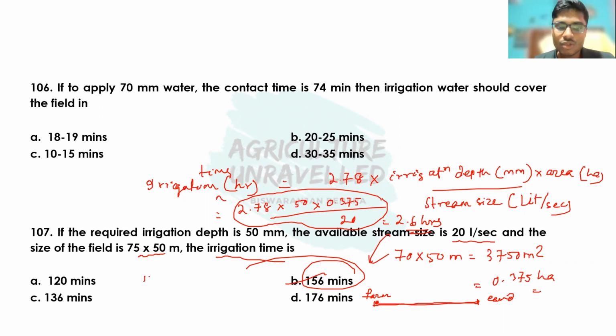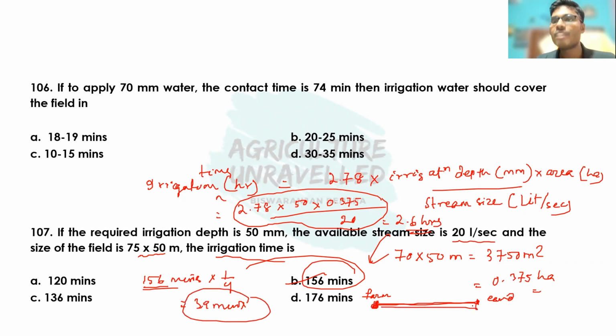And here if the total irrigation time is 156 minutes, then the quarter rule says that that is 1/4 of 156 minutes, that is 39 minutes. So 39 minutes time is required for water to move from the farm channel to the end of the furrow, to have a uniform water distribution throughout the field. Okay, so this is all about irrigation time and quarter time estimation.